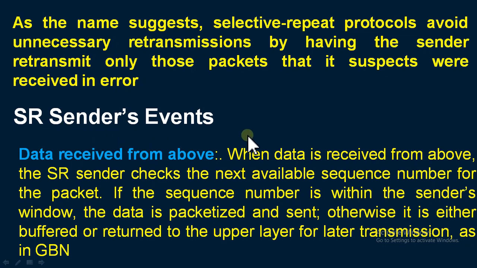As far as the SR sender is concerned, one of the predominant events is data received from above, that is, data received from the application layer. When the SR sender receives data from the application layer, it checks whether the available sequence number for the packet can be put in the window, depending on whether the window is empty or whether the window can accommodate this packet or not.